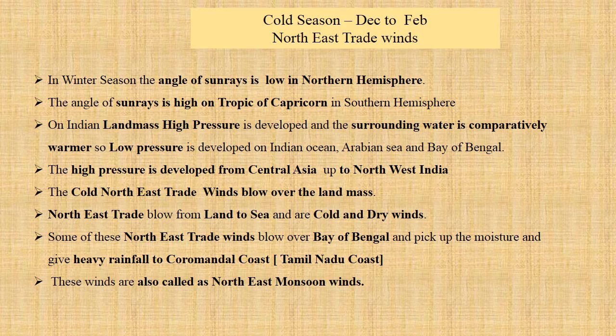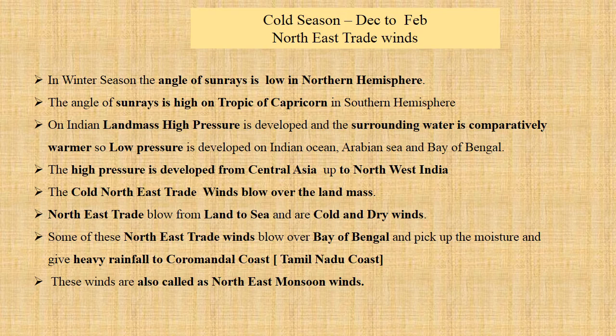On the Indian landmass, during winter season, we have high pressure. The surrounding water body is comparatively warmer, so it has low pressure. Which is the surrounding water body? Arabian Sea, Bay of Bengal and Indian Ocean. We are talking about the cold season. So in cold season, the landmass has high pressure and the water body has low pressure. The high pressure is developed over Central Asia also. In the northwest part of our country, even there the high pressure is developed.